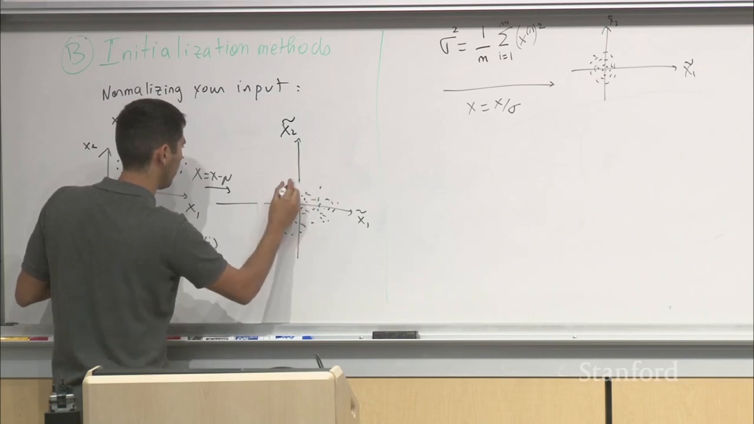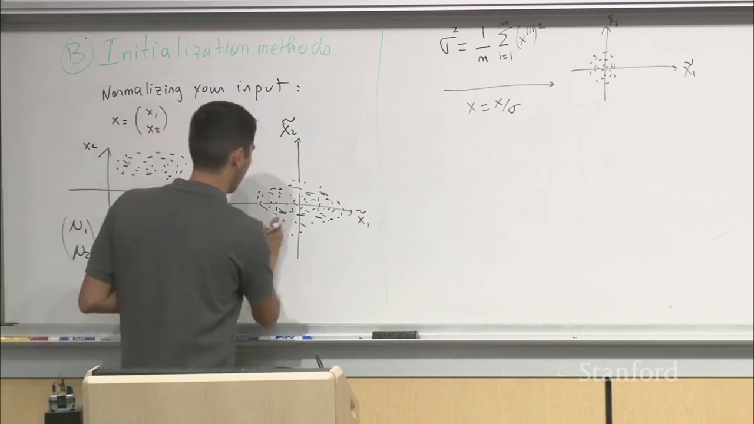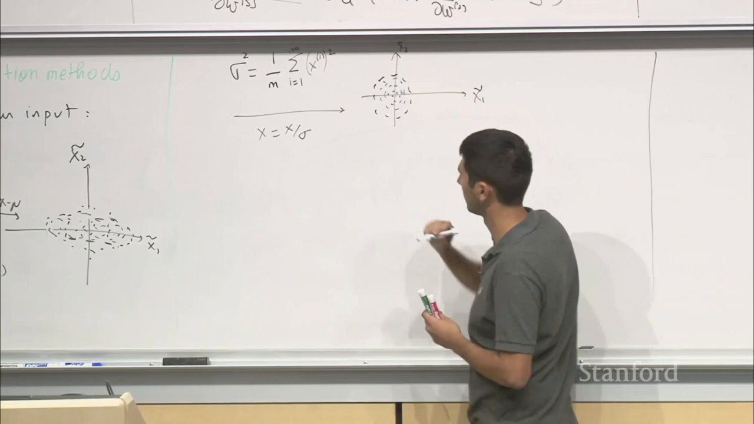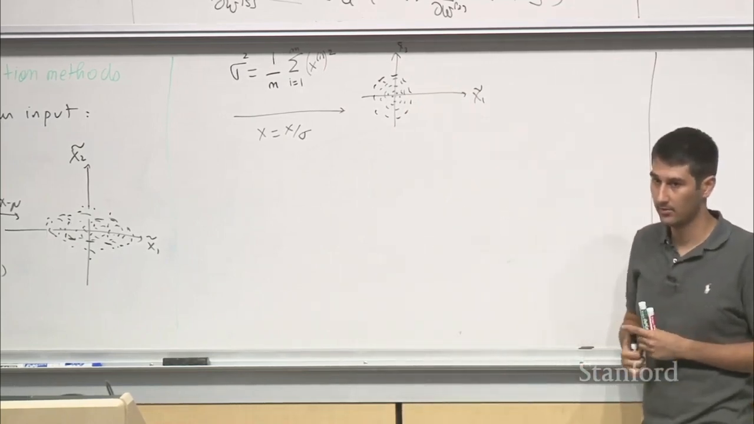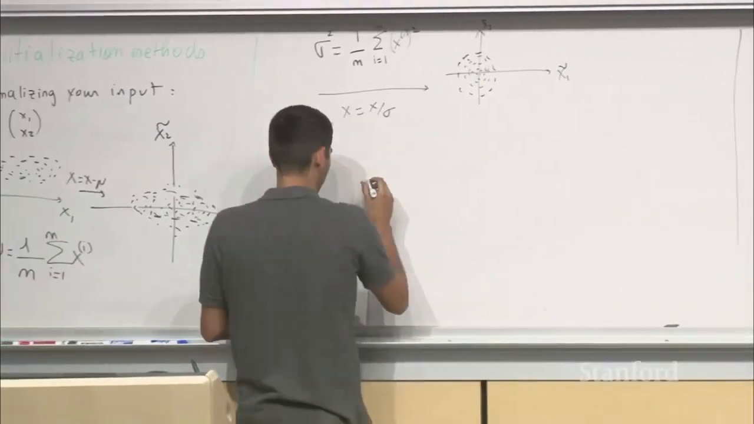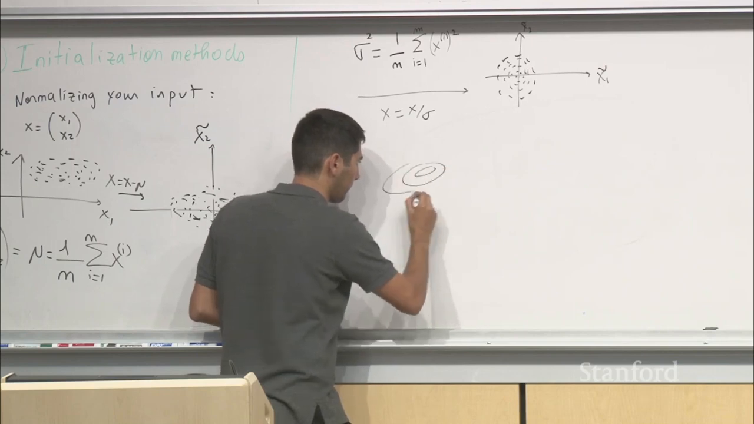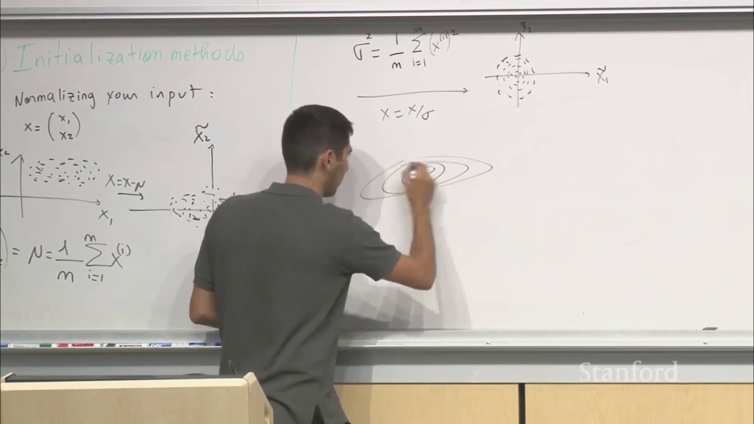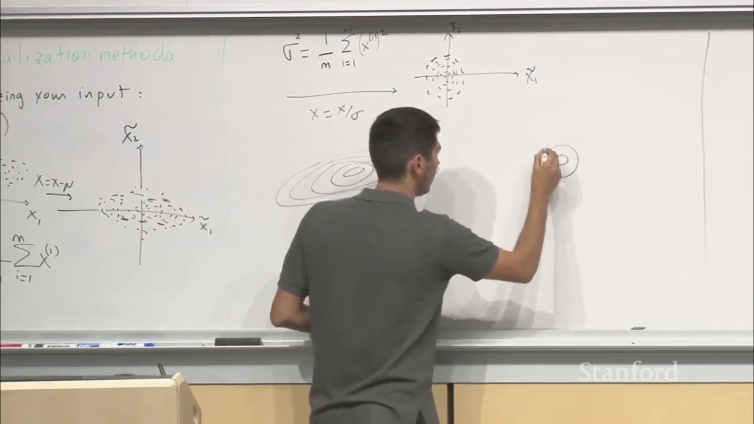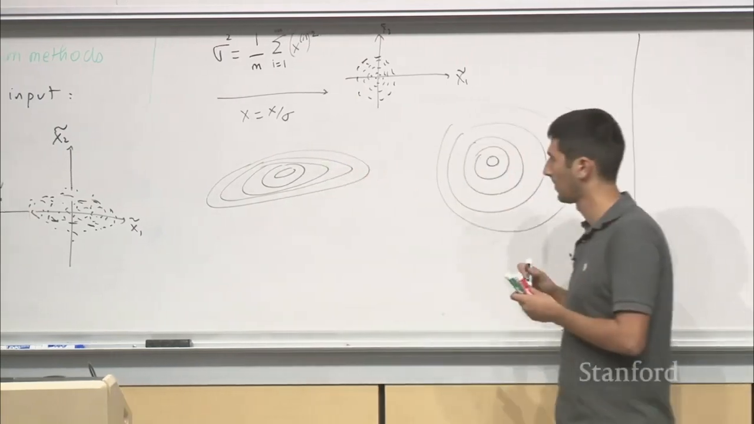Sorry, it should look like this, but be centered. Okay, and then if you standardize it, it looks like something like that. So why is it better? Because if you look at your loss function now, before, the loss function would look like something like this. And after normalizing the input, it may look like something like this.